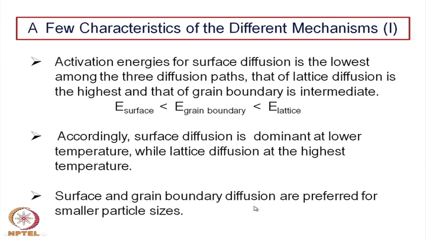Surface and grain boundary diffusion are preferred for smaller particle sizes. Smaller particle size means you have a higher surface energy and the surfaces are available in a larger quantity, and therefore, smaller particle size prefers surface or grain boundary diffusion, while lattice diffusion dominates in larger particles.